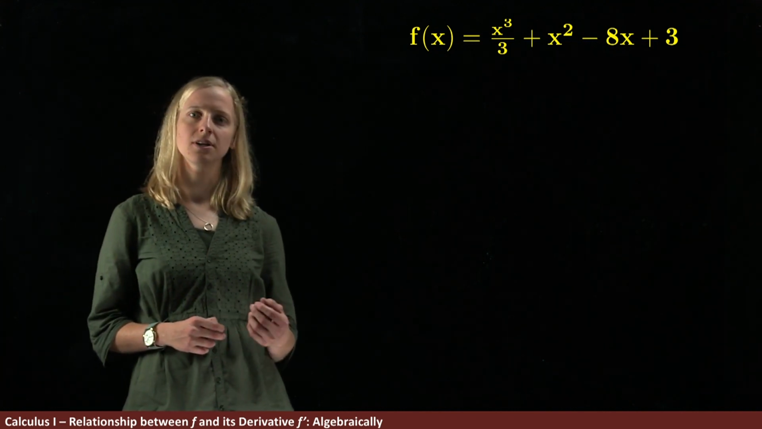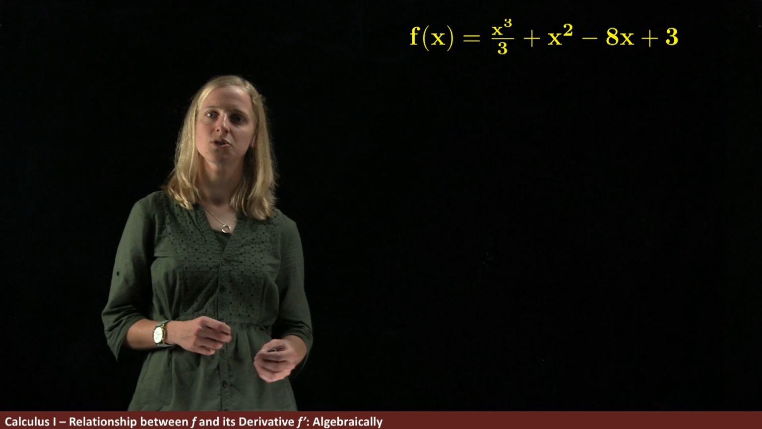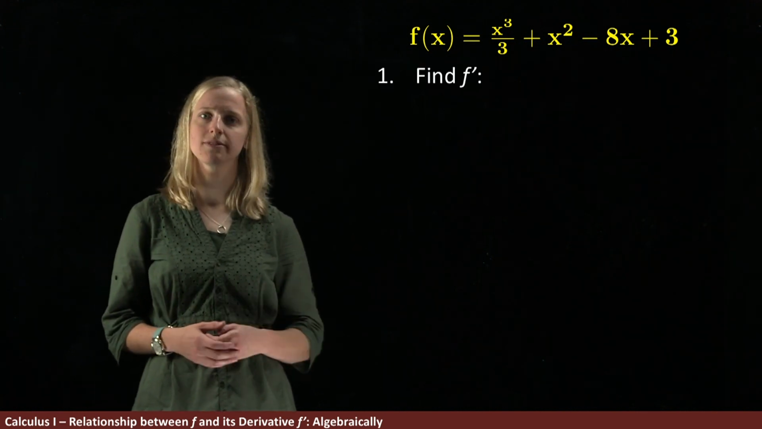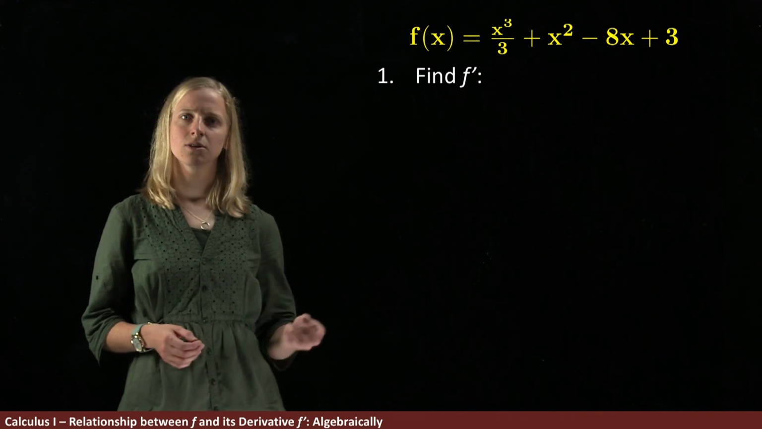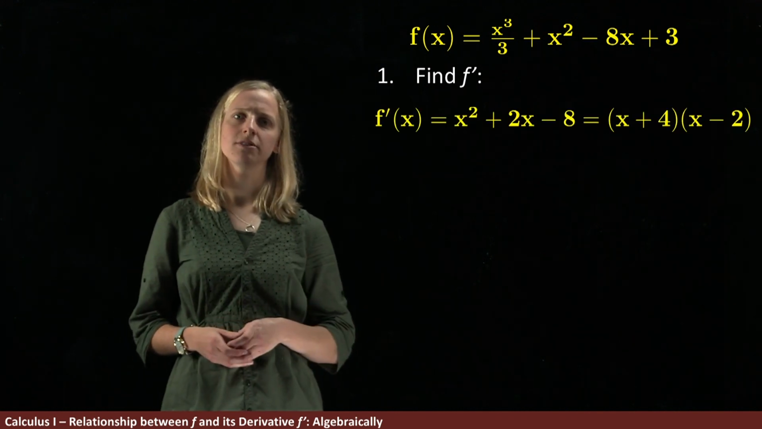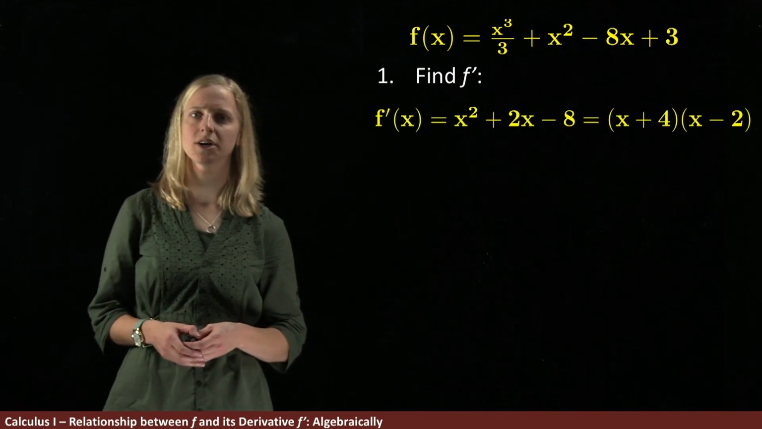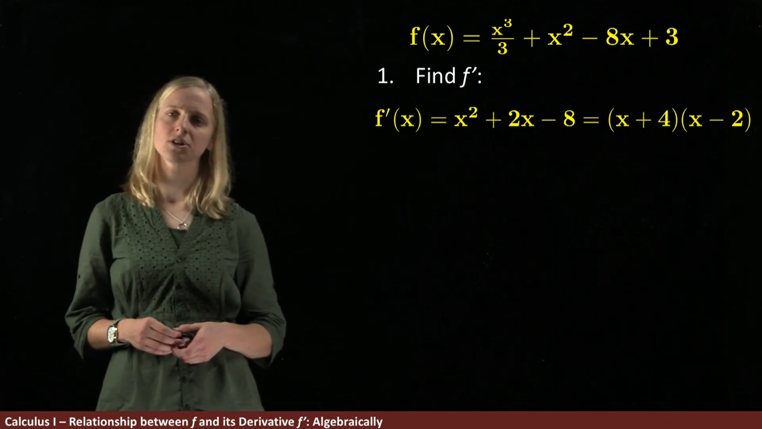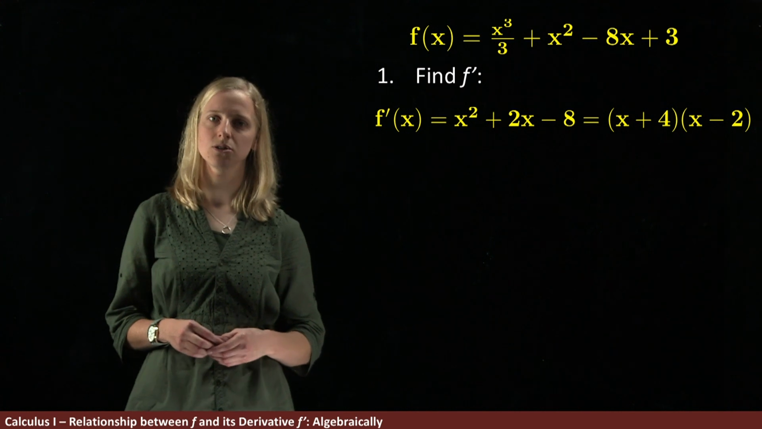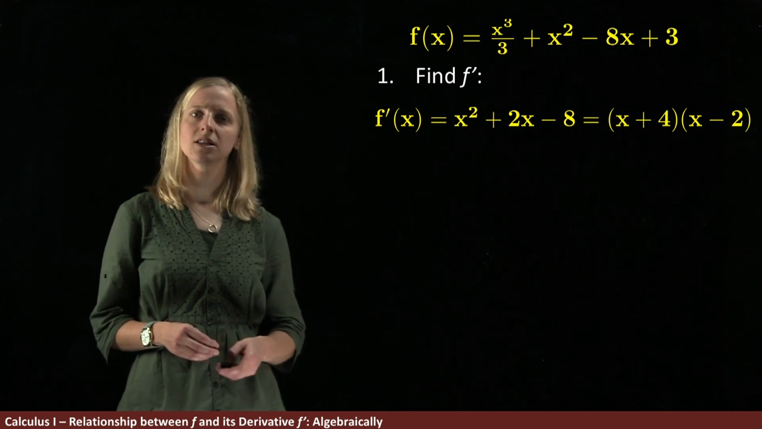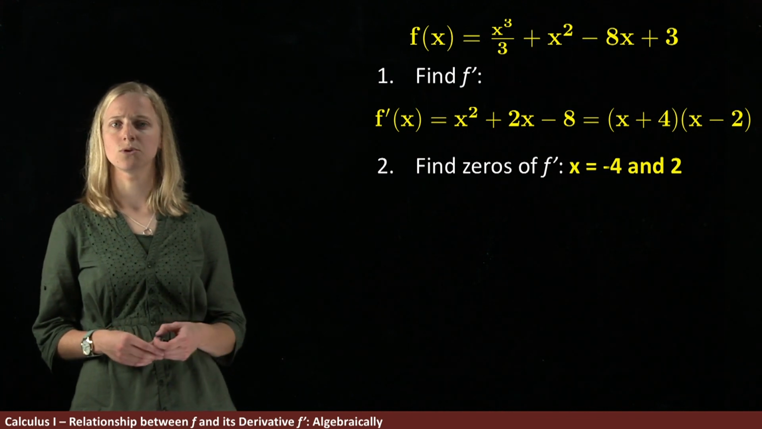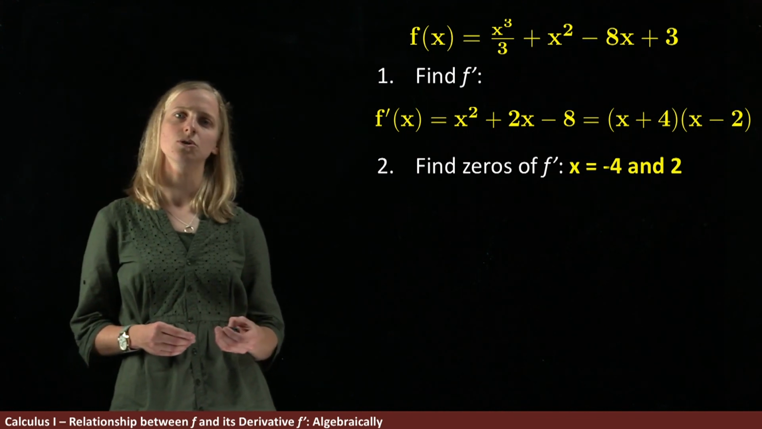So given a function such as this, to determine the intervals of where it is increasing and decreasing, the points of inflection, and the points where it's maximum or minimum, we must first find the first derivative. Well, here, finding the derivative, we see that it's x squared plus 2x minus 8. Factoring this out, we get (x plus 4) times (x minus 2).